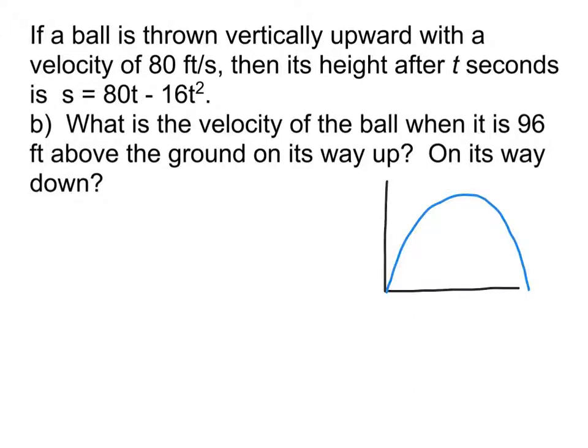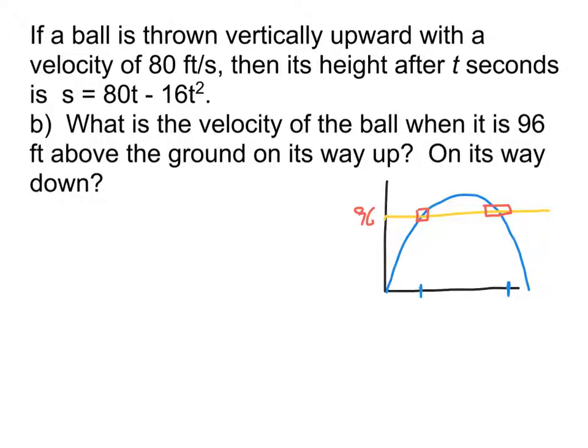Alright, so in this one, if we're going to try to figure out when it is 96 feet above the ground, basically I'm thinking, okay, there's a line up here at 96, and we're trying to figure out when it actually crosses that. Now you can see from the graph that we'd expect that to happen twice. In order to solve this and know what the velocity is, I need to find out what those two times are. And again, that means I've got to solve an equation and know what the t value is.